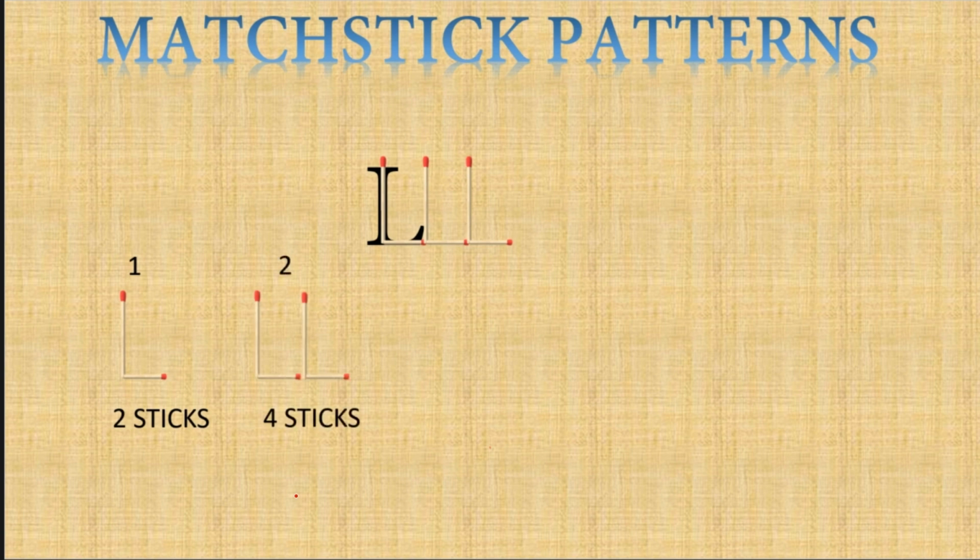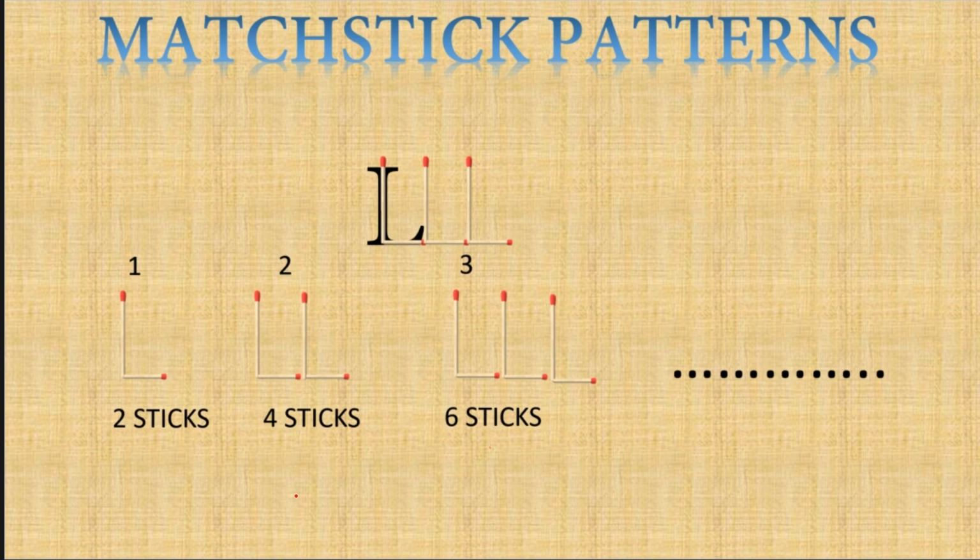Matchstick patterns. We can make different patterns with the help of matchsticks. Say if we want to make the letter L. For this, we need two matchsticks. One is for the vertical line and the other one is for the horizontal line. This makes one L. If you want to make two L's, we will just repeat this, and so on. We can repeat for creating different numbers of L's. So from this, we can observe that to make one L, we need two sticks. For two L's, we need four. For three, six, and so on, depending upon the number of L's we want to make.